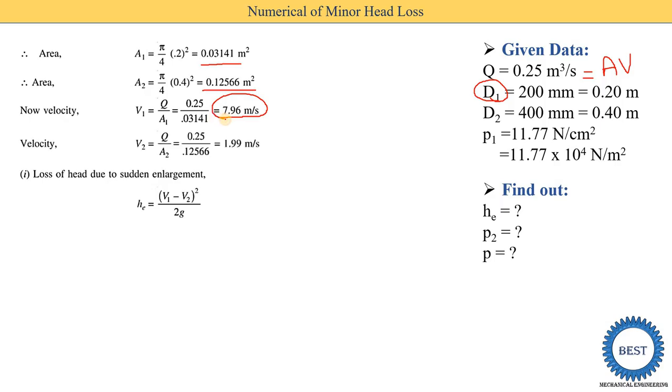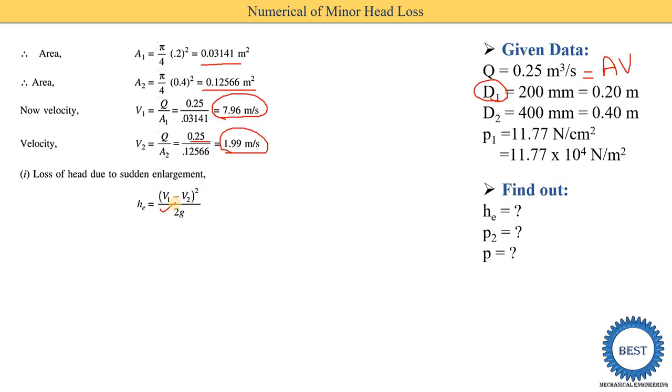Second, we find out V2. V2 is equal to Q divided by A2. So we put the values of Q and A2. Q is equal to 0.25, A2 is equal to 0.12566. So we get the answer of V2, it is 1.99 meter per second. Now we have the values of V1 and V2. We put them in this equation.